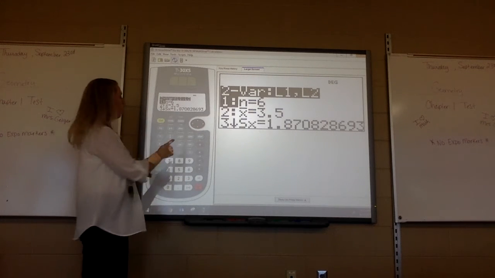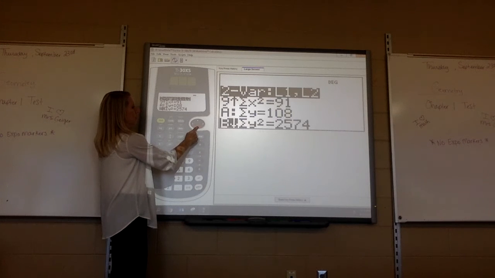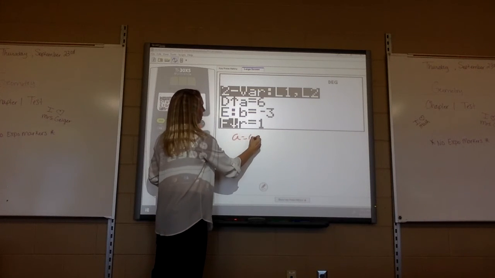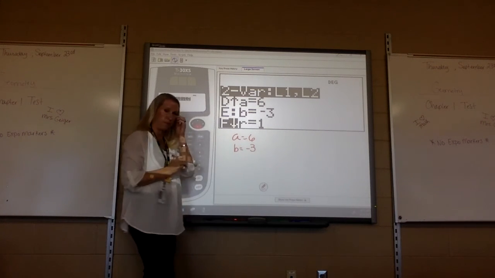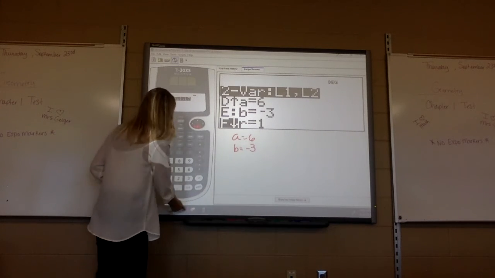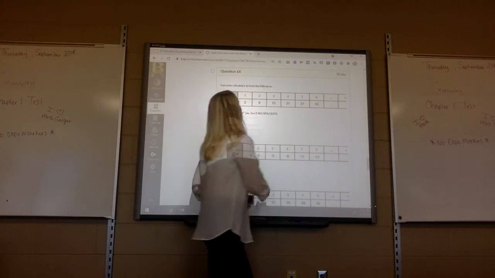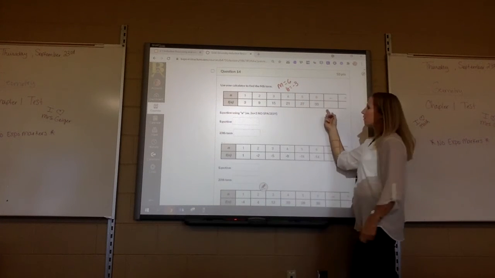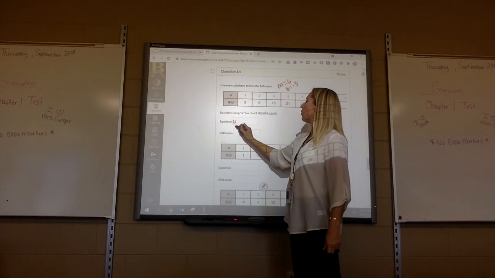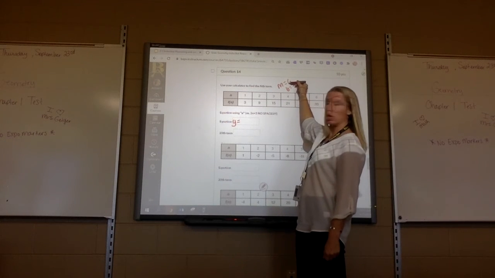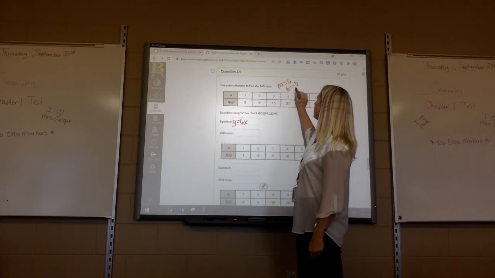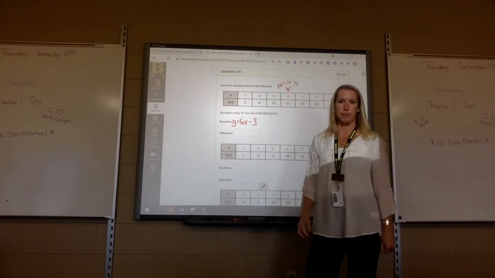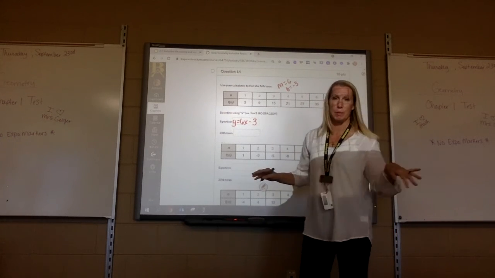Then scroll all the way down to capital D and E, which is right here. A is 6, B is negative 3. So my m is 6, my b is negative 3. For the equation, we'll do y equals, remember a is your slope, 6x, and b is your b. Since it's negative 3, I put minus 3: 6x minus 3, no spaces.